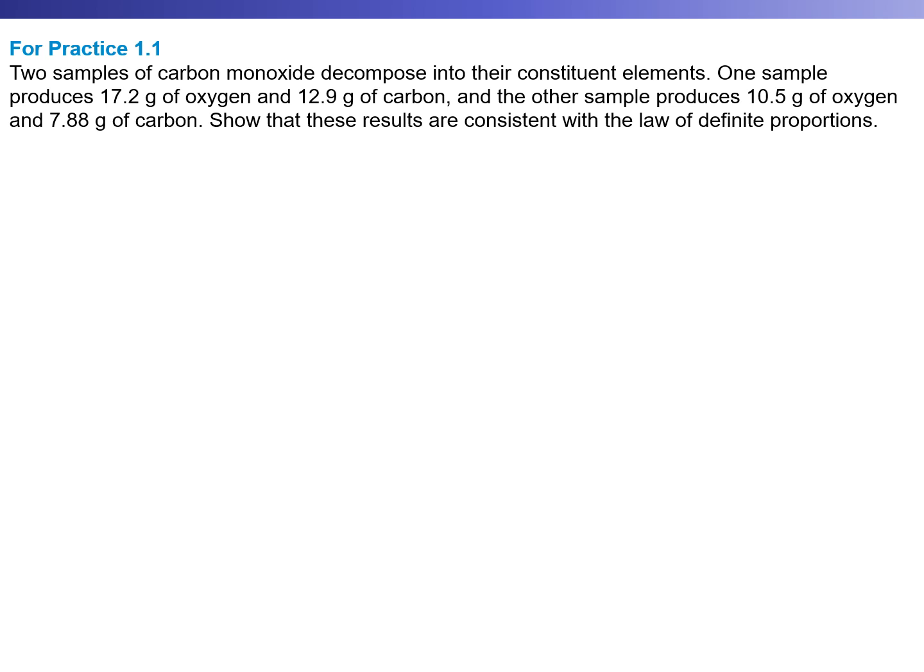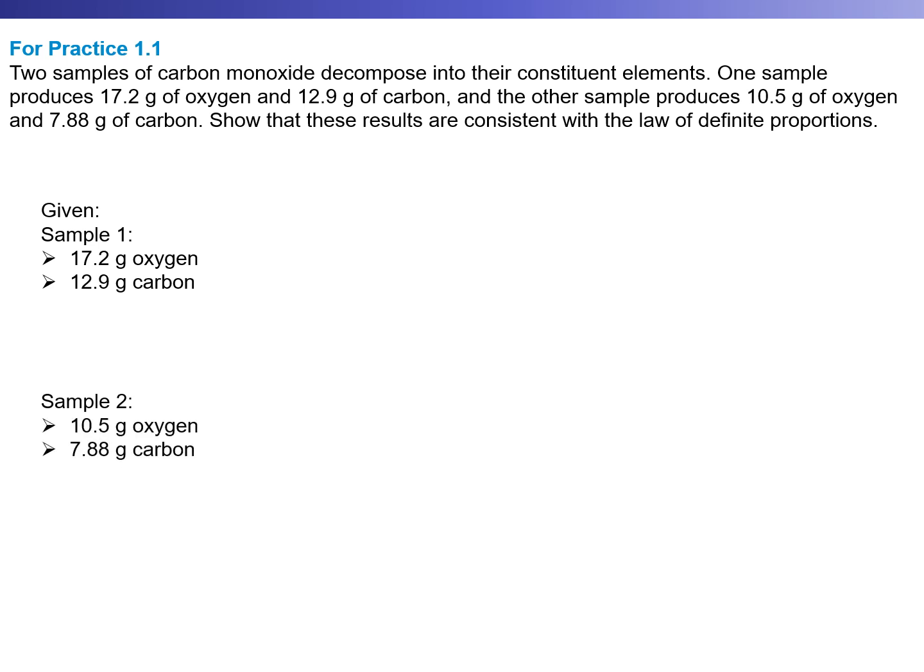So I always like to start by writing out what it is that I'm given. So what I'm given is a sample number 1, that breaks down into 17.2 grams of oxygen and 12.9 grams of carbon dioxide. And sample number 2 gets broken down into 10.5 grams of oxygen, 7.88 grams of carbon dioxide. And we're going to figure out what the ratios are of oxygen to carbon dioxide in each one of these and figure out if they're the same.